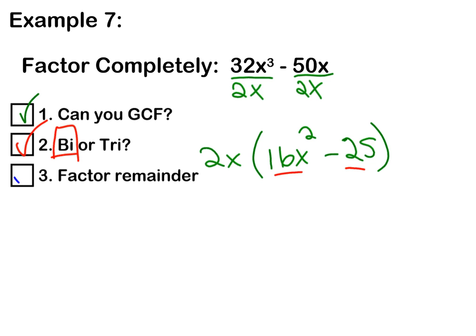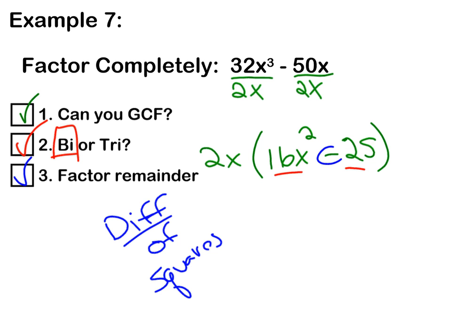When factoring a binomial, I check to see if it's a difference of squares. A difference would have a subtraction sign, and I should have perfect squares as my terms. Since I do, I'm going to go ahead and factor both.